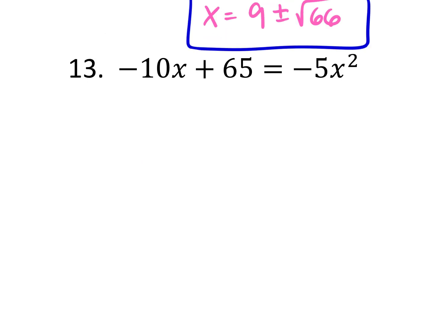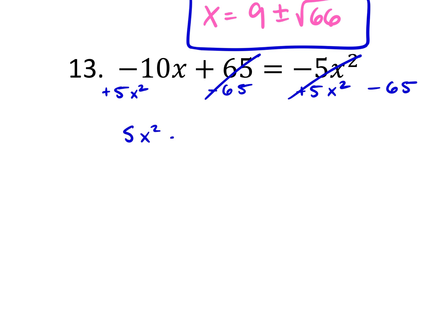What should we do first for 13? Awesome. We can add the 5x squared, let's move it to the other side. And then we could also subtract the 65. We know that we are completing the square here, so we want the x's on one side, the constant number on the other. So we've got 5x squared minus 10x, I'm going to leave a space to complete the square, and it's equal to -65.